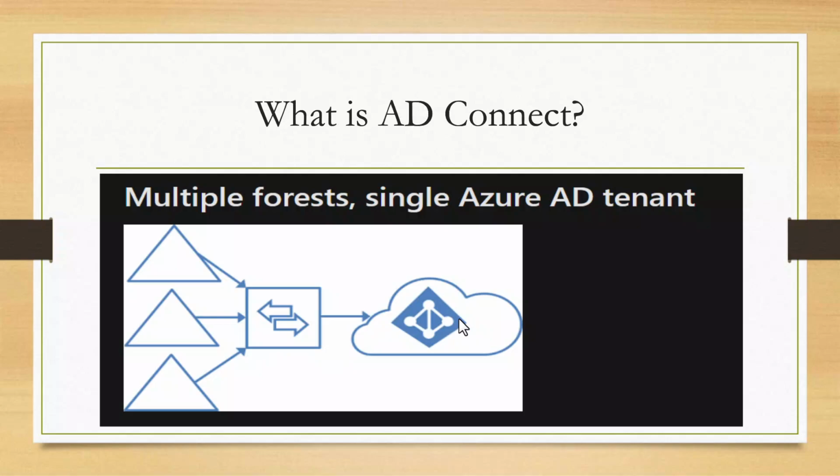Remember there is only one communication between the AD Connect server and Azure AD. Behind the AD Connect server we can have multiple forests, but all the forests have to go through a single Azure AD tenant. One AD forest goes to one AD Connect sync server, and it cannot go to multiple Azure AD tenants.